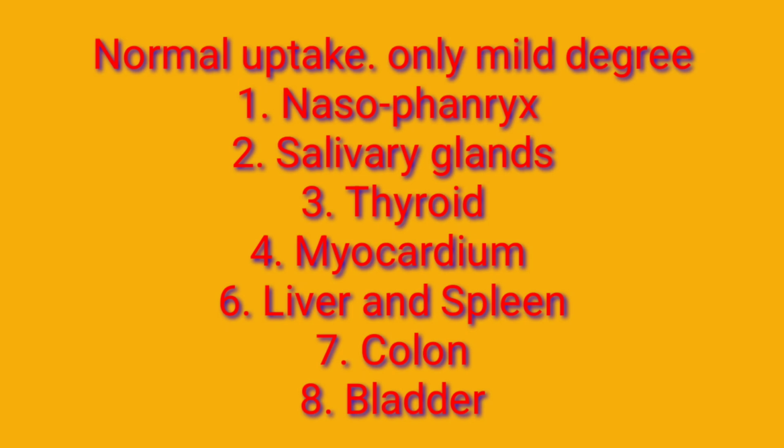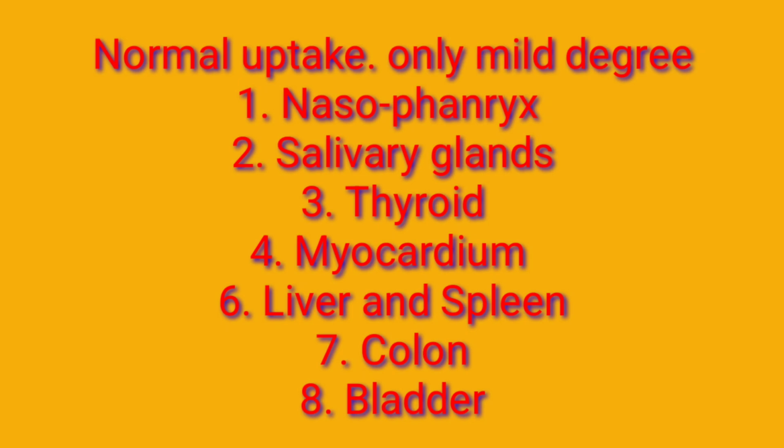So you can expect the uptake within the nasopharyngeal region and within the salivary glands. Thyroid uptake is also common. The myocardium can also take up this pharmaceutical. Liver and spleen, mild uptake of the radiotracer can also be seen in the liver and spleen. Colon and bladder, eventually when it passes through the kidneys and goes to the bladder, you can also pick up a small amount of this radiotracer within the bladder.